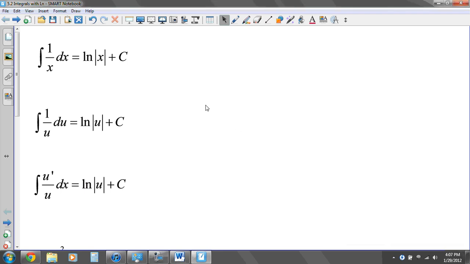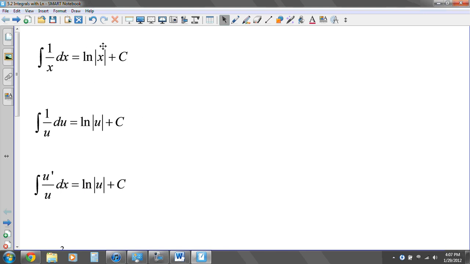Okay, so 5.2, we're going to look at integrals that we can take that will give us a natural log in our answer. Since we now know how to take the derivative of a natural log, we want to see when that process is going to be reversed and which kind of situations are going to give us natural log answers when we're integrating.